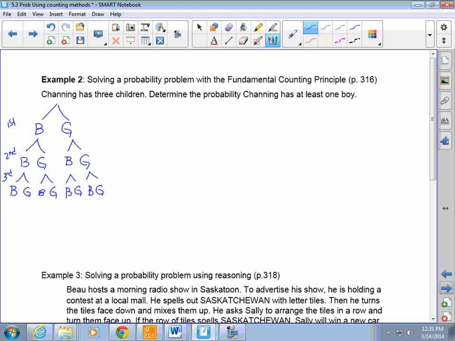He could have a boy, boy, boy. He could have a boy, girl, boy. He could have a boy, girl, girl. He could have girl, boy, boy. So there's all these possibilities that he could have. So all together, all the possible outcomes, okay, so if we count these, there are 1, 2, 3, 4, 5, 6, 7, 8. So counting our bottom row here, there are 8 possible outcomes that he could have. If you think of this using fundamental counting principle without the tree diagram, he's got 2 possibilities for the first, 2 for the second, and 2 for the third. So that equals our 8.